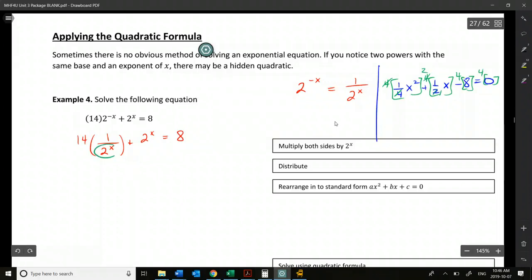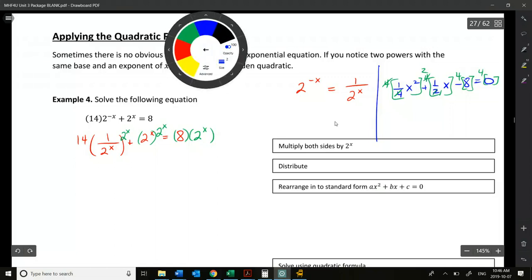So if I want to get rid of this denominator, what should I do? 2 to the x, in order to cancel that full thing. So I'm going to multiply each thing by 2 to the x here. The nice thing is that the 2 to the x's will actually cancel, and I'll just be left with 14.